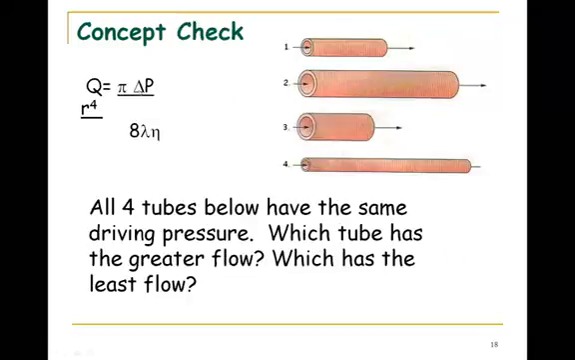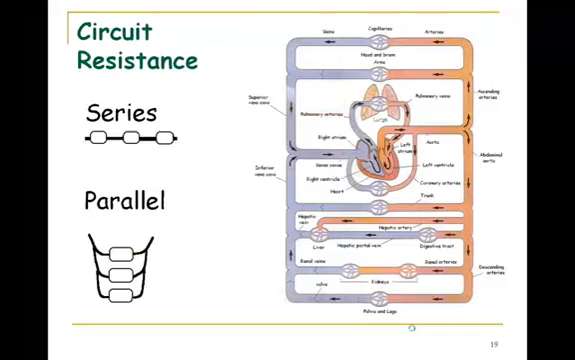The second one, and this is lovely that it got all messed up, but just ignore it. I have 4 tubes here. We're saying that they have the same delta P, the same driving pressure. Which of these 4 tubes has the greatest flow and why? Which of those 4 tubes has the least flow and why? Okay.